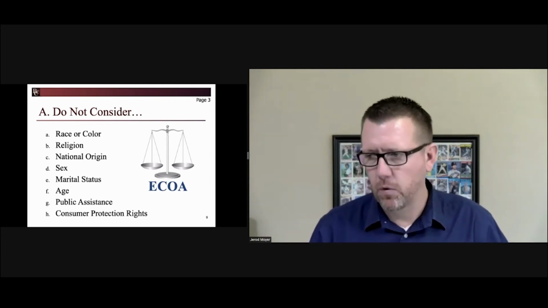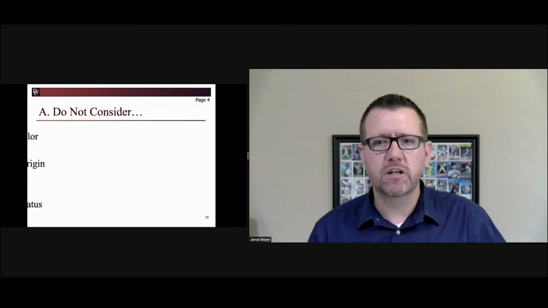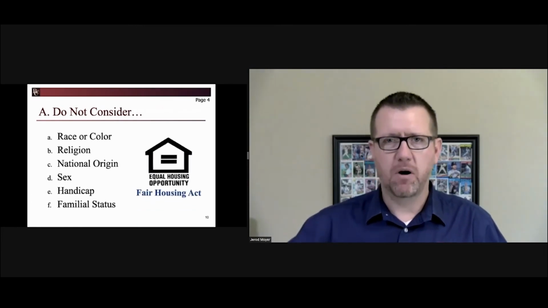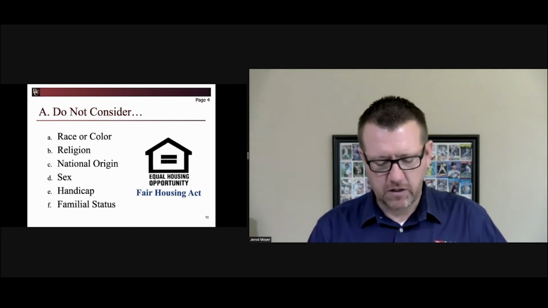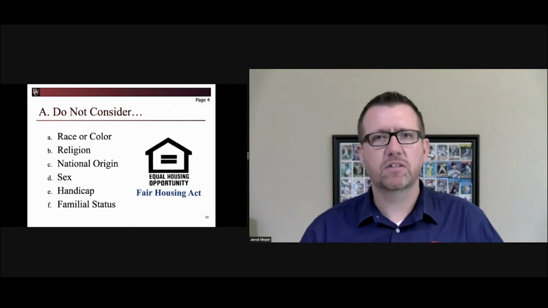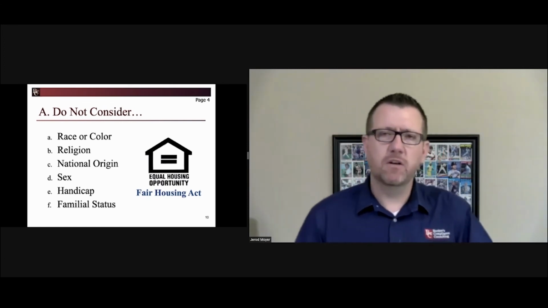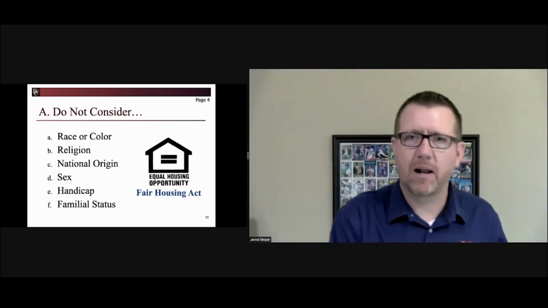If we go to page number 4, the same thing occurs here. Do not consider with respect to any part of the home buying process, race, color, religion, national origin. This is stuff that's covered by the Fair Housing Act. Now, just because we're here on the top of page 4 doesn't mean those things on the previous page are outside or out of bounds.